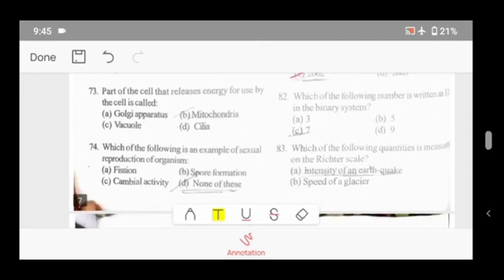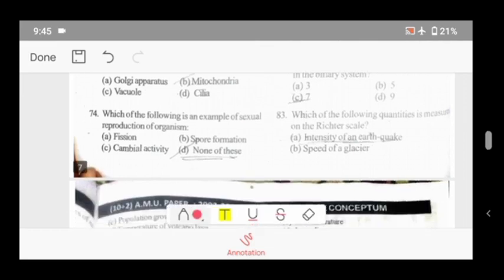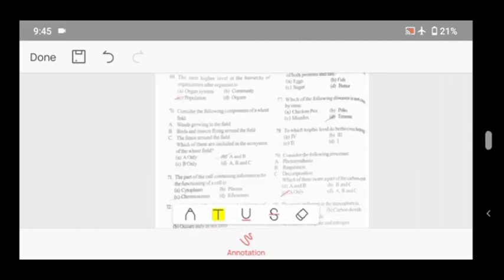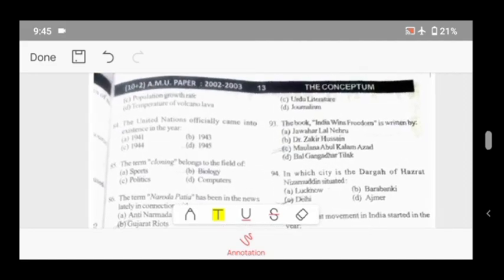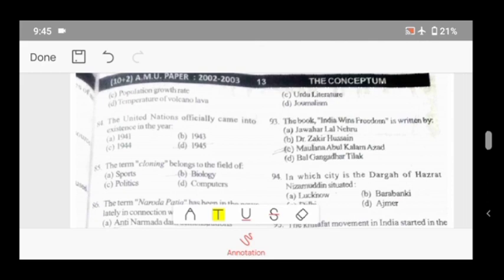Which of the following is a quantity measured on the Richter scale? So the answer of this will be A. Okay, now the United Nations officially came into existence in the year 1945. So the answer will be D. Okay, here I will mark D.